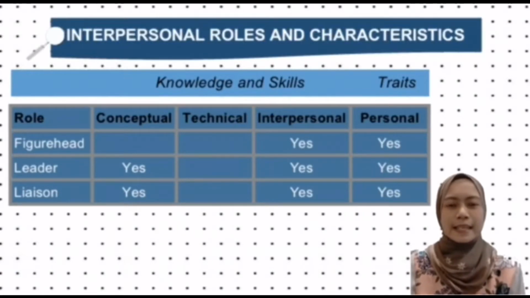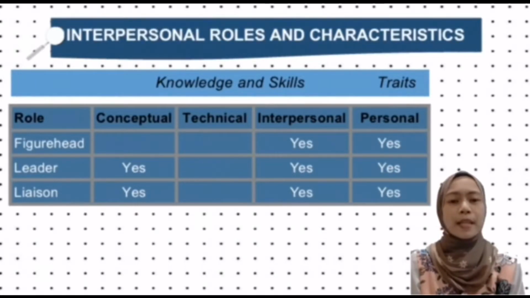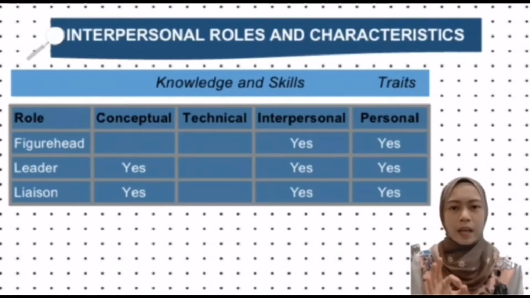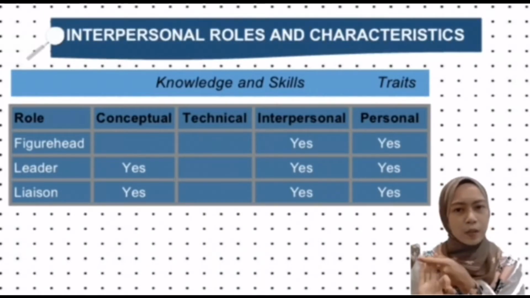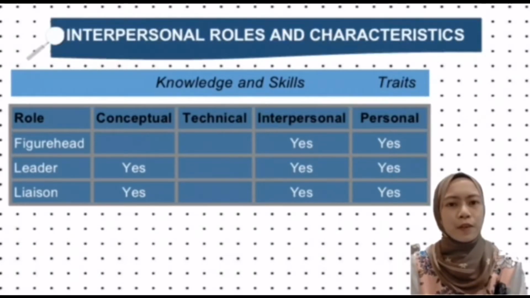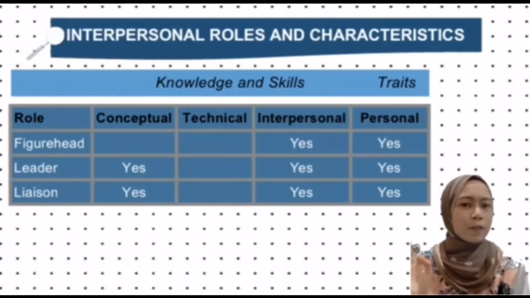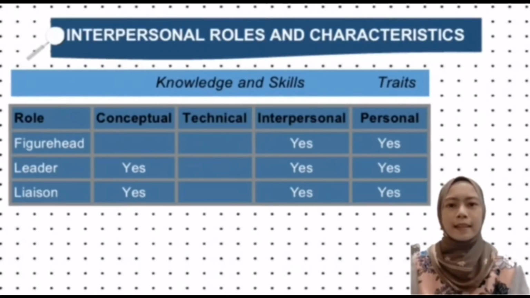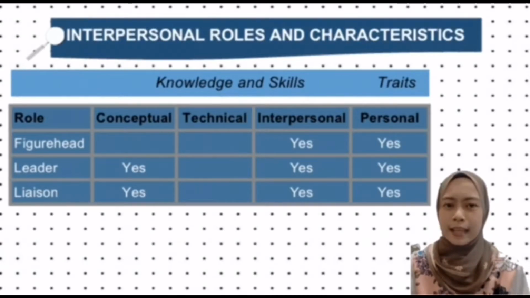Last but not least, I will explain about the interpersonal and informational role and their management characteristics. As we know, interpersonal role has three, which are figurehead, leader, and liaison. So for this type of three interpersonal role, all need personal trait and they also need interpersonal knowledge and skill. But leader and liaison they add one more knowledge and skill, which is conceptual knowledge and skill.